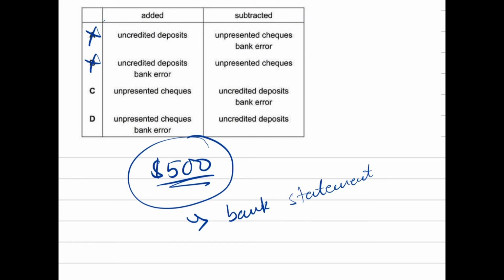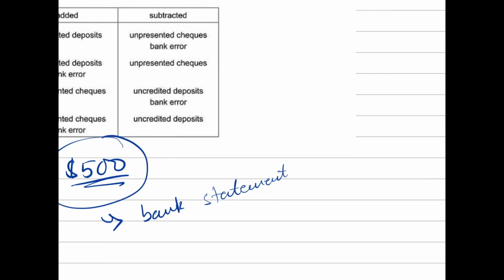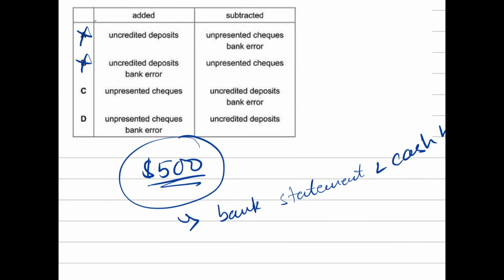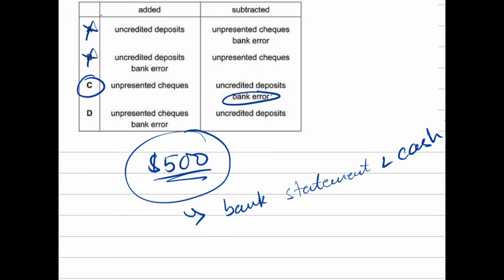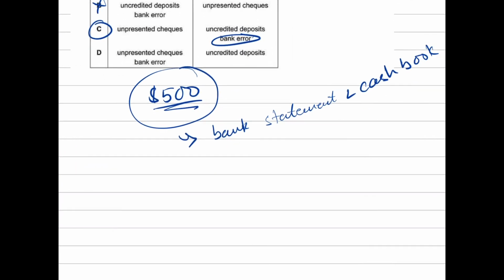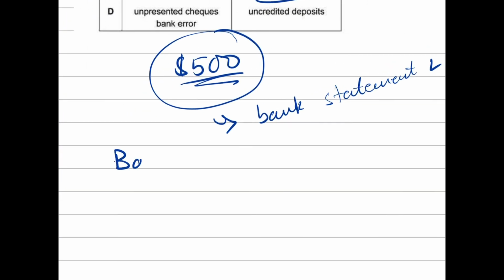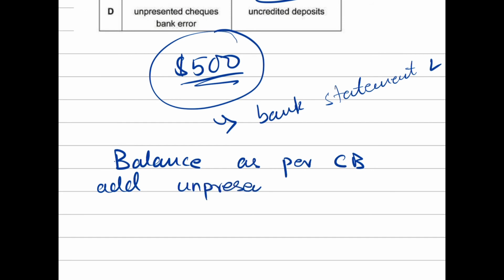So obviously what we need to realize is that the bank statement balance is going to be less than the cash book balance, which means that we have to deduct the bank error. So this is why C is going to be the answer. I'm just going to explain it to you in written form: we have the balance as per cash book. We add the unpresented checks. And does anyone remember the reason why we add the unpresented checks?